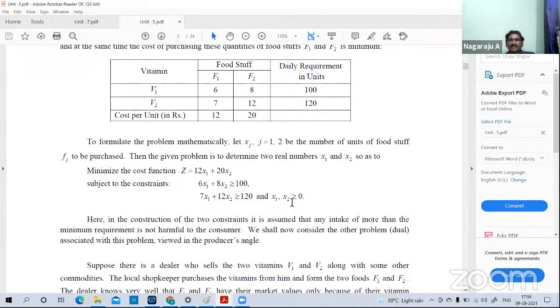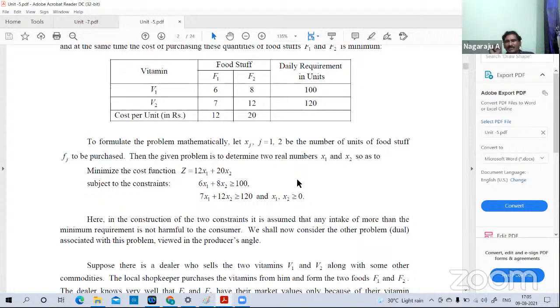Now we have a clear picture. The theoretical problem we converted into the mathematical problem. The mathematical problem is minimization z equal to 12x1 plus 20x2, subject to the constraints 6x1 plus 8x2 greater than or equal to 100, and 7x1 plus 12x2 greater than or equal to 120, and x1 comma x2 greater than or equal to 0. Here in the construction of the two constraints, it is assumed that any intake of more than the minimum requirement is not harmful to the consumer.